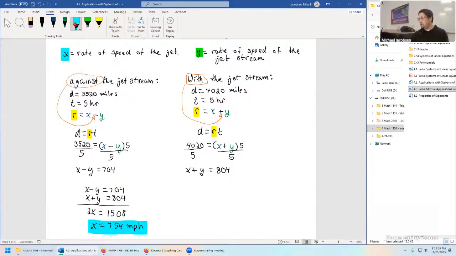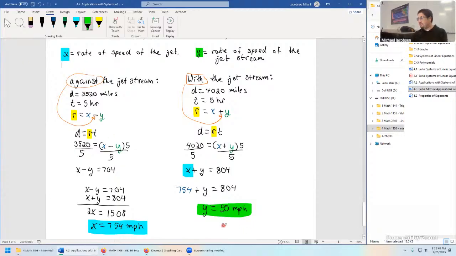Halfway done with the problem, all we now have to do is solve for the y variable. Here's where we make a substitution in for x into that position. That x becomes 754 plus y is equal to 804. So if we subtract 754 from both sides, we get just that y equals 50 miles per hour. And that's the solution for y, the speed of the jet stream.